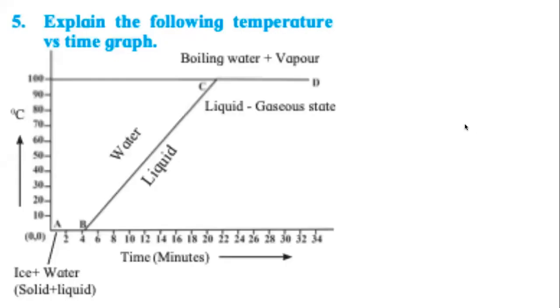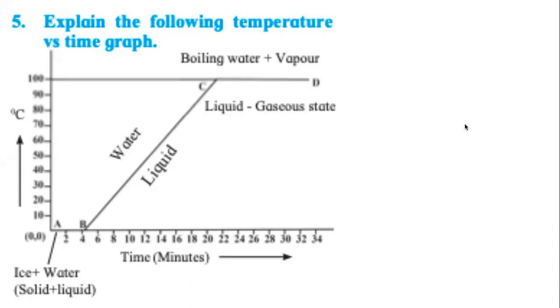Question number 5 is explain the following temperature versus time graph. Why is it called temperature versus time graph? Because we have temperature on the y-axis and we have time on the x-axis. Remember, last year we studied distance time graph, velocity time graph. So we have temperature time graph.